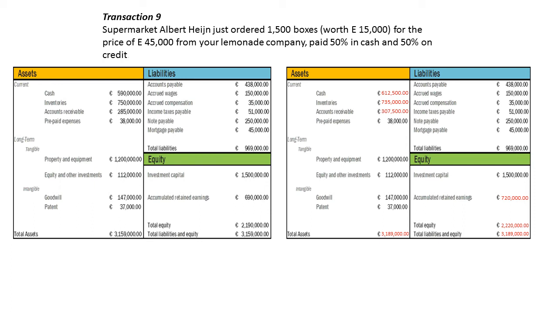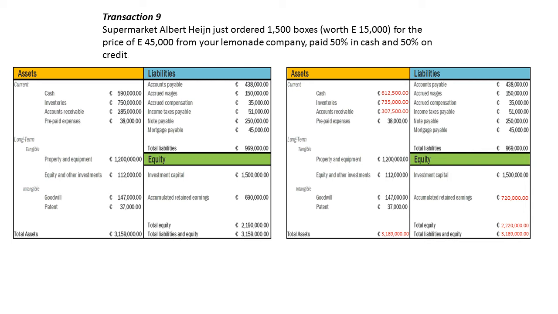So what does that mean for the equity? Here again, we don't have anything to do with liabilities, since we don't borrow money or anything like that. This is also not a long-term transaction, so it has nothing to do with property and equipment or equity and other investments. So that leaves us with the accumulated retained earnings, since this is actually something we sold, that we made. So that leaves us with a net profit of €30,000.